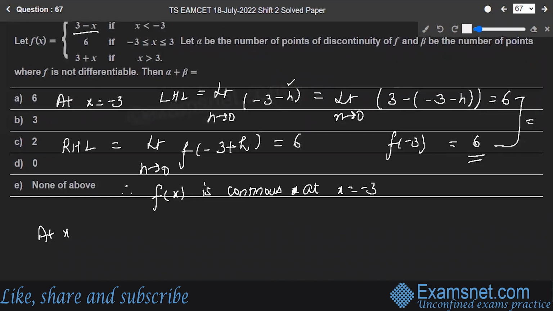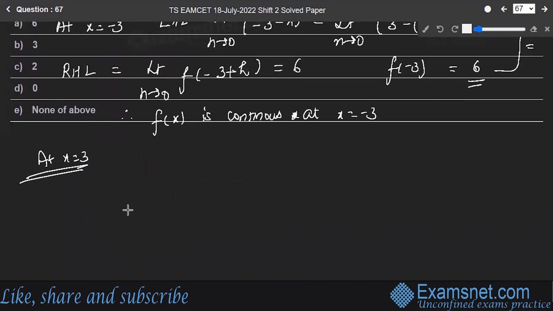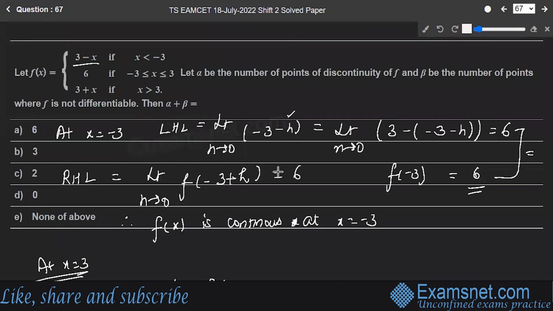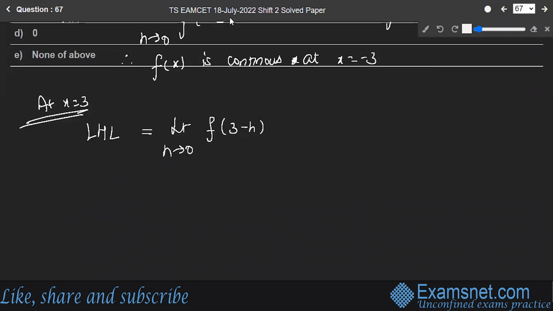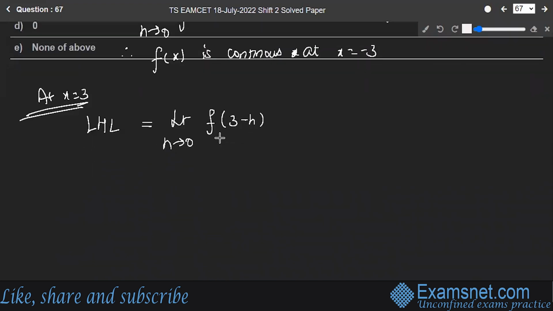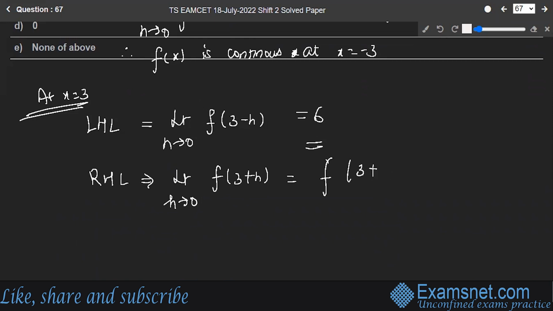Now, let's try for x is equal to 3. The left-hand limit in this case will be limit h approaching 0, f of 3 minus h, because this is positive. This is equal to 6 now. Right-hand limit, limit h approaching 0, f of 3 plus h, that is 6.